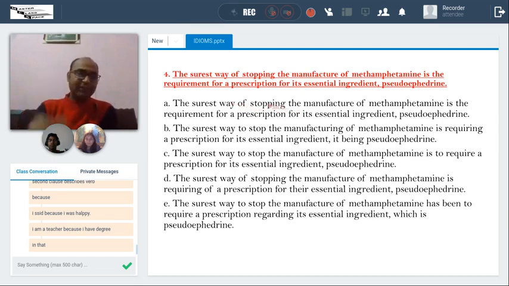Because whenever we talk about purpose, it should be "to" plus verb. Next, require is a non-continuous verb: require, need, want, know, understand, remember. So "requiring" is wrong. Fine. So A, B, D are out. C and E have "to require," and "which is pseudoephedrine." In short, it can be written as only "pseudoephedrine," and that is why C becomes the best option. Okay.